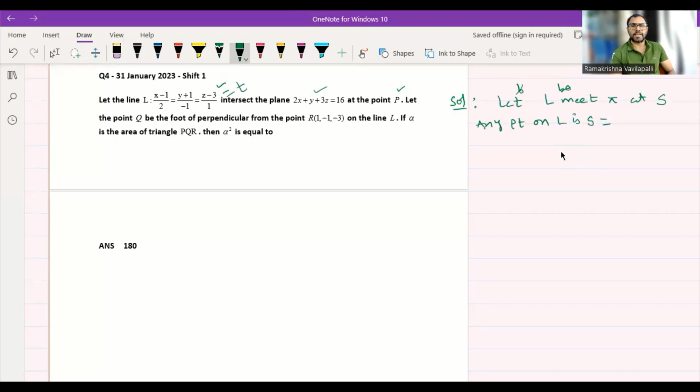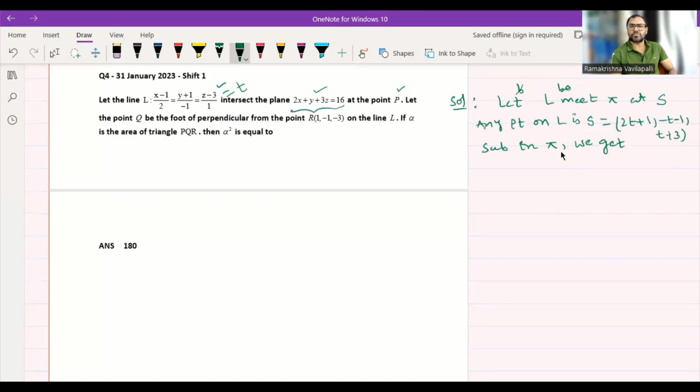So now you can write 2t plus 1, minus t minus 1, t plus 3. Now in order to get the point of intersection of line and plane, we need to substitute the general point. So substituting in pi, here this is the plane equation.